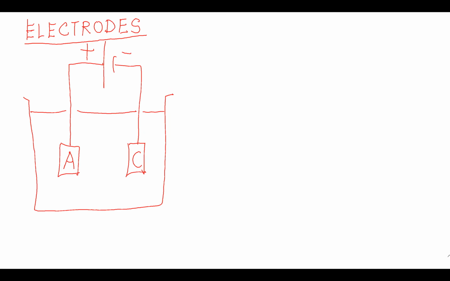We will now look at how the electrodes themselves affect the outcome of electrolysis. There are two types of electrodes. One, the inert electrodes. The inert electrodes are unreactive, they will not participate in the electrolysis. Examples of inert electrodes are graphite or carbon electrodes and platinum electrodes. These are inert, they are unreactive, they will not partake in the electrolysis.